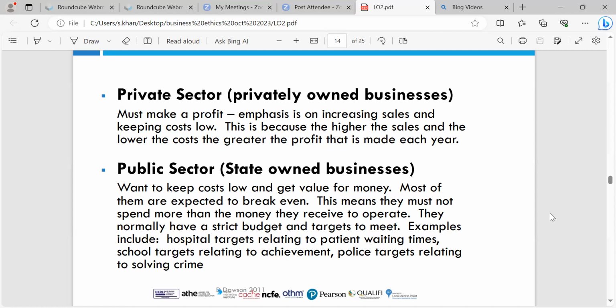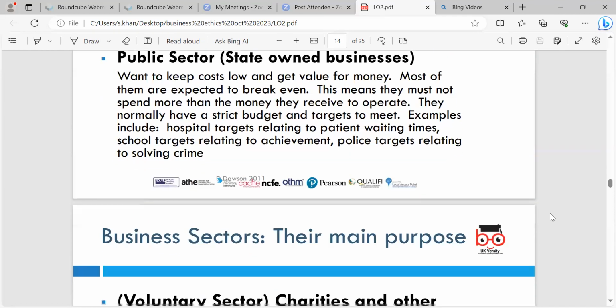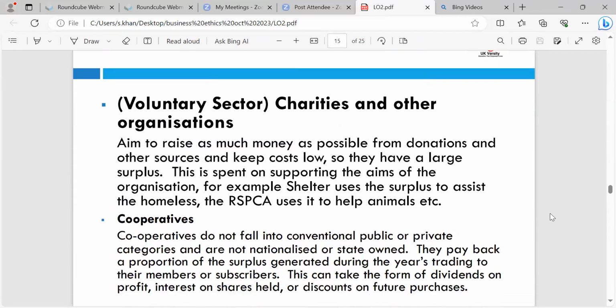Examples include hospital targets relating to patient waiting times, school targets relating to achievement, and police targets relating to solving crime. Then we've got voluntary sector and charities and other organisations that aim to raise as much money as possible from donations and other sources and keep costs low. So they have a large surplus. This is spent on supporting the aims of the organisation. For example, Shelter uses the surplus to assist the homeless, and the RSPCA uses it to help animals.